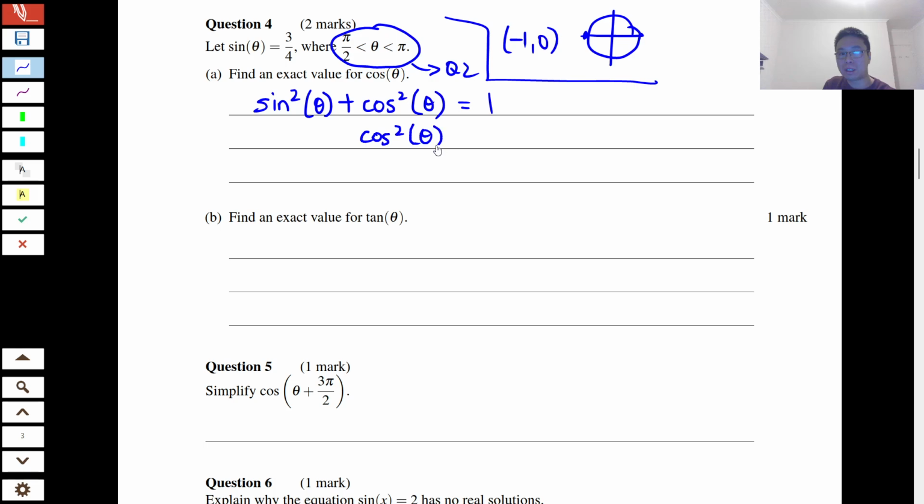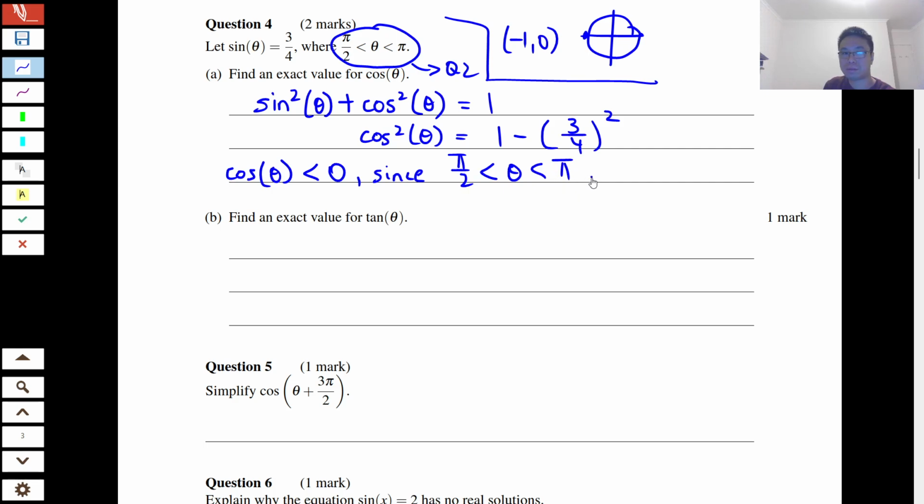Cosine squared of theta is going to be 1 minus 3/4 all squared, and cosine of theta is going to be negative since it's in the second quadrant. So that means cosine of theta is going to be the negative square root of 1 minus 9 on 16, which is, I should say, 7 on 16. So it's negative root 7 divided by 4.